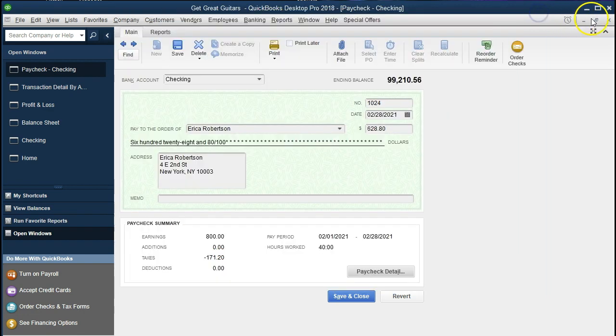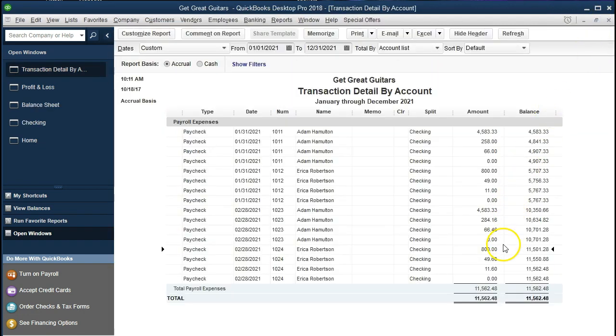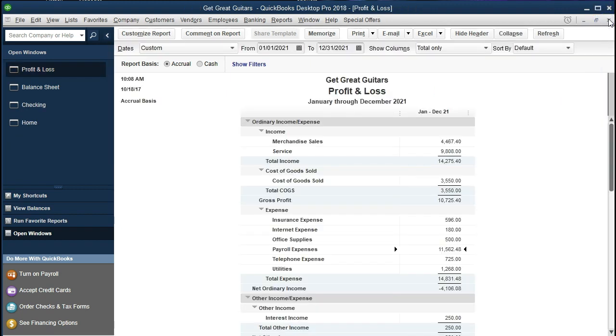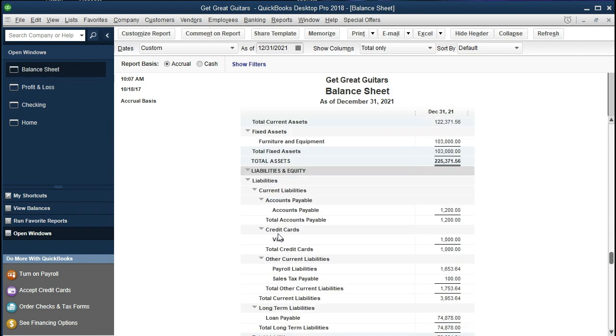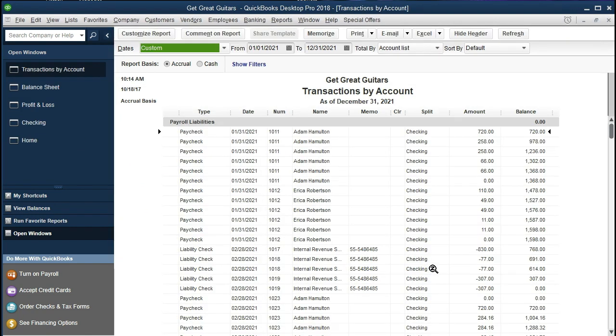Let's close this back out. Close this back out. There's the 800. There's our employer portion of the 49.60, employer portion of the 11.60. Closing that back out. The other side of this will be back on the balance sheet. If we go into the balance sheet, we see that we have a payroll liability. Scrolling down to the liabilities. Payroll liability here, if we double click on that, we can see the detail.